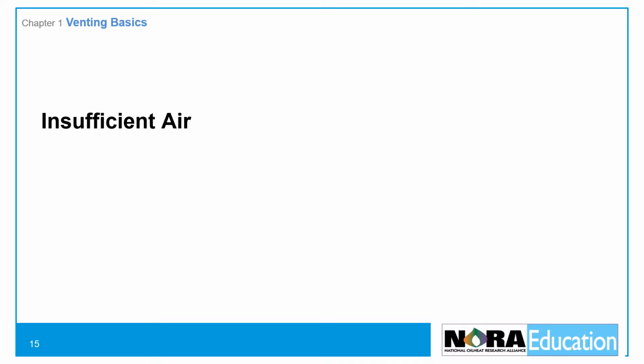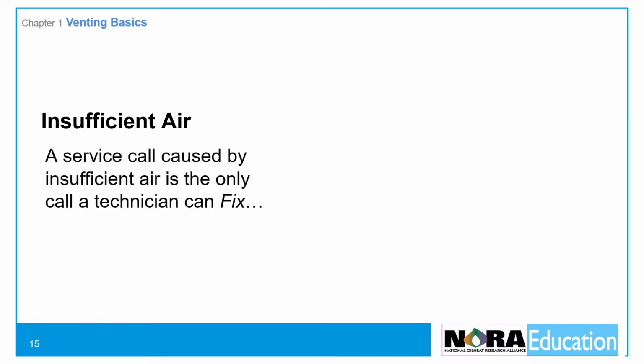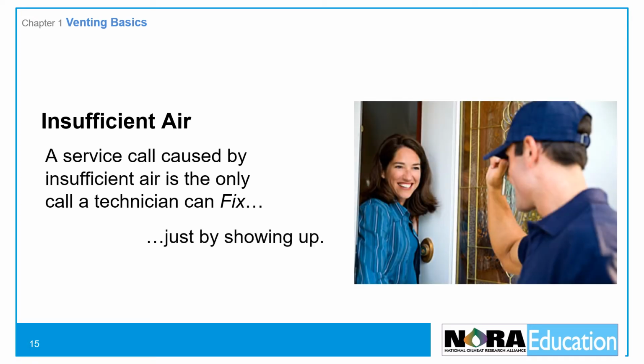It is often said that a service call caused by insufficient combustion air, such as smoke, soot, and/or odors, is the only call a technician can fix just by showing up. As the technician enters the home, the outside door is opened, allowing fresh air to enter. Then, as the basement door and utility room doors are opened, the pressure equalizes and the insufficient air problem is solved. Of course, this is only a temporary improvement, and the situation will reoccur once the doors are closed again.